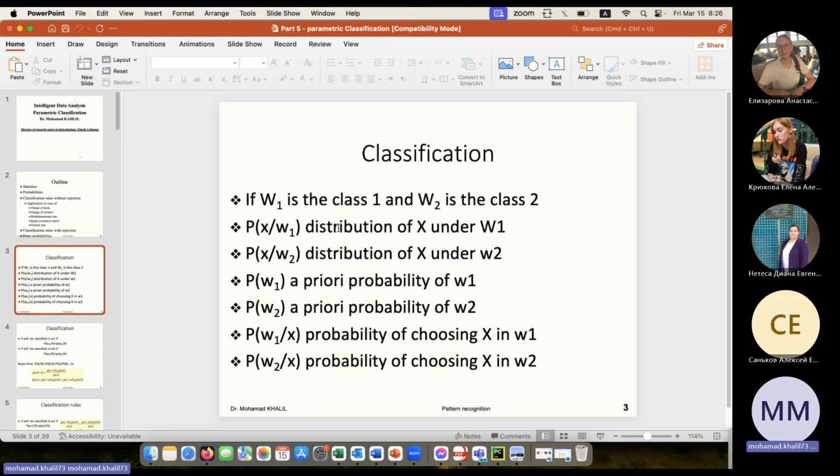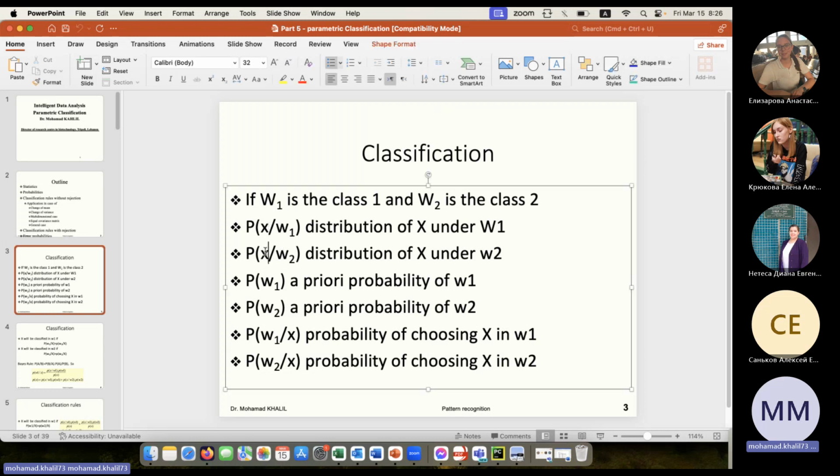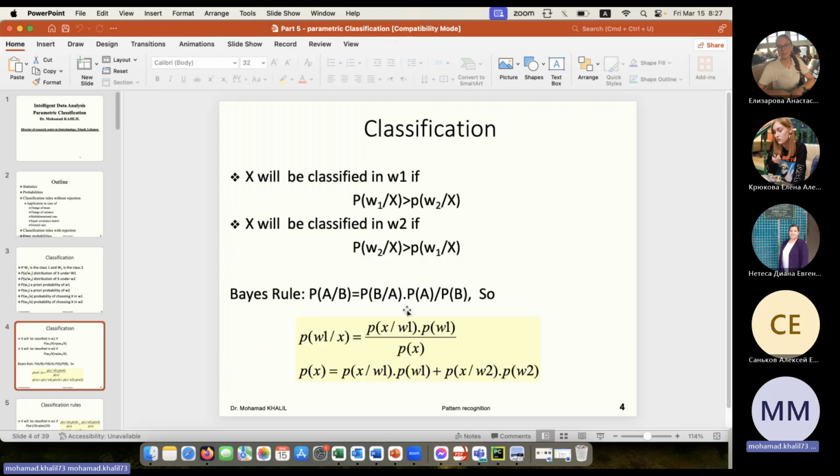p(x|omega 1) is the distribution of data under the class 1. p(x|omega 2) is the distribution of the data under the class 2. We know the equations of these. If we know these, and we know p(omega 1) and p(omega 2), which are the probabilities of class 1 and class 2, we can estimate p(omega 1|x) and p(omega 2|x), and if we estimate both of them, we can decide which class x belongs to.